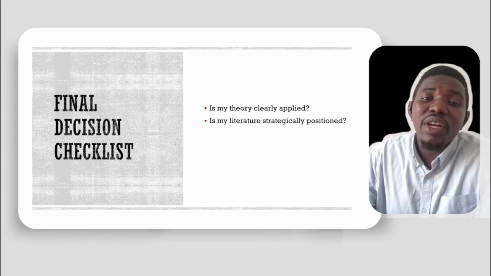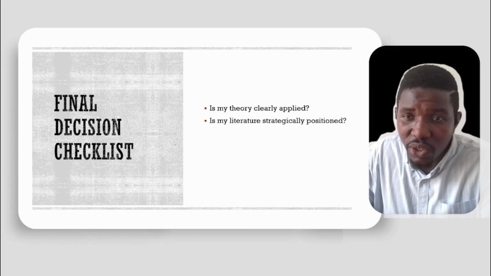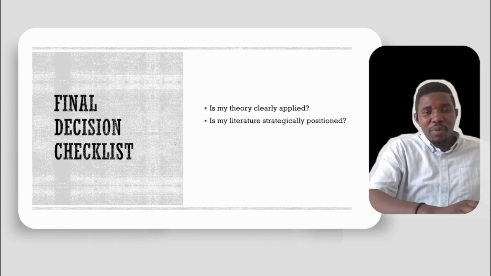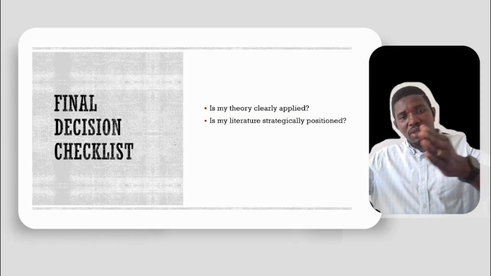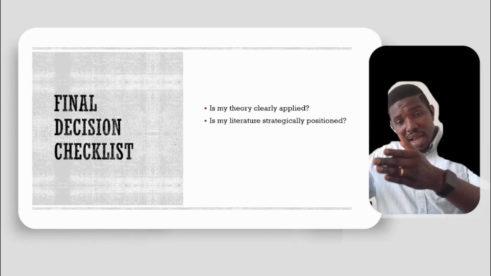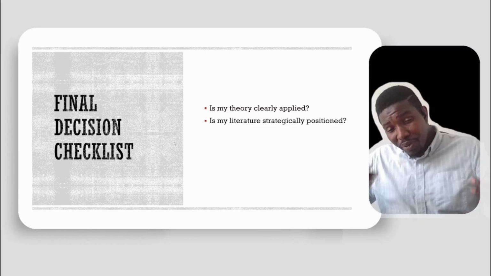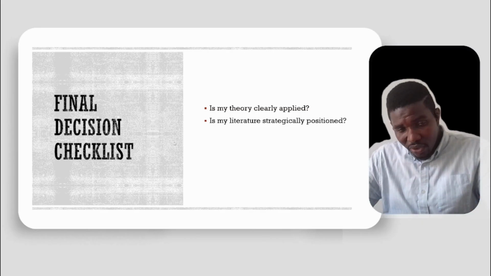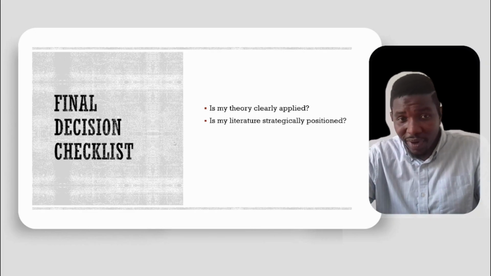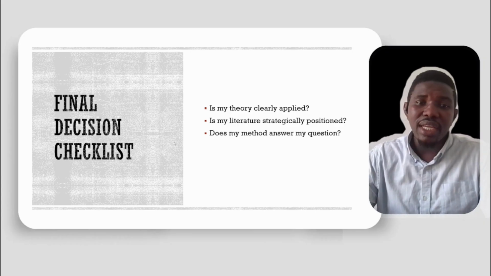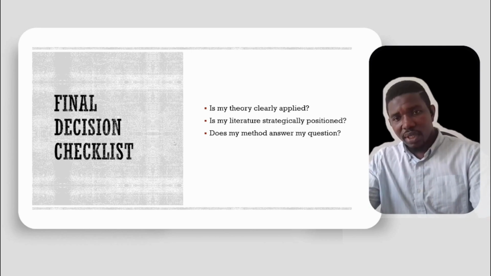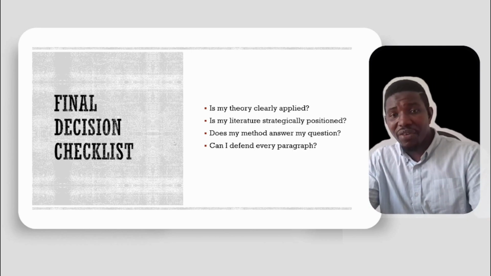The second thing is, is your literature strategically positioned to explain your study? There has to be a connection from the introduction, from the statement of the problem, to the literature review and the empirical review, and then the method. There should be a sequence of flow, at least down to the gap and then the data, then the findings and then the conclusion. The next thing is your method. Is it connected, and does it answer the question? And also, can I defend every paragraph I've written?